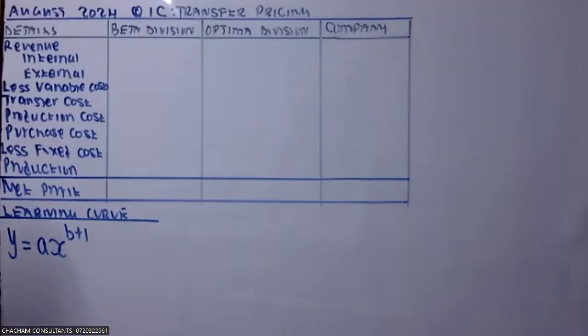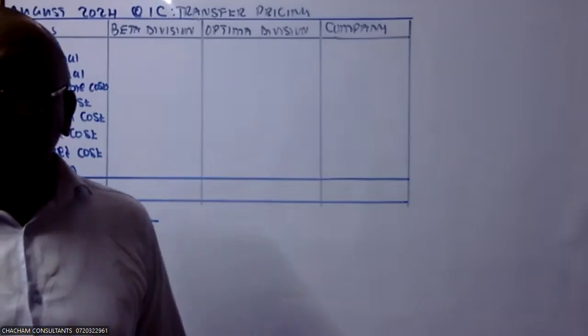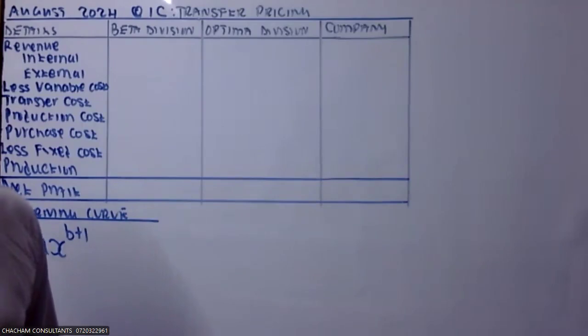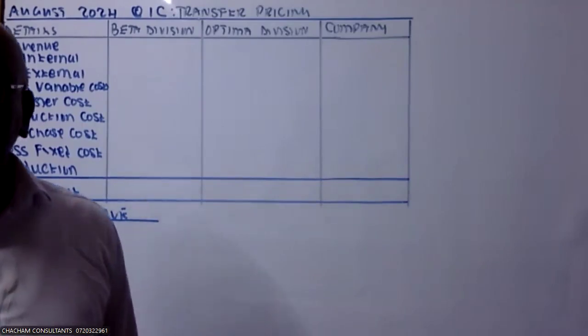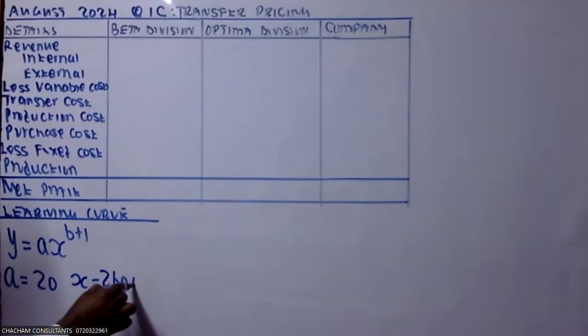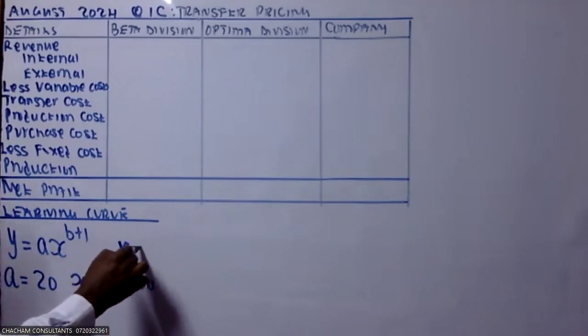Okay, so when you write the formula that way, the first thing that you need to get to know is A. 1 unit is taking how long? We are told that 1 unit is going to take 20 hours. And then we are told the units are 260,000. And then R is 85%.